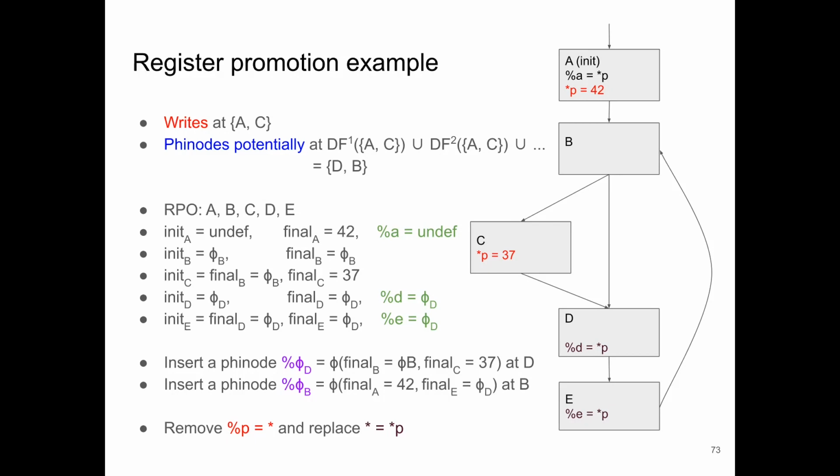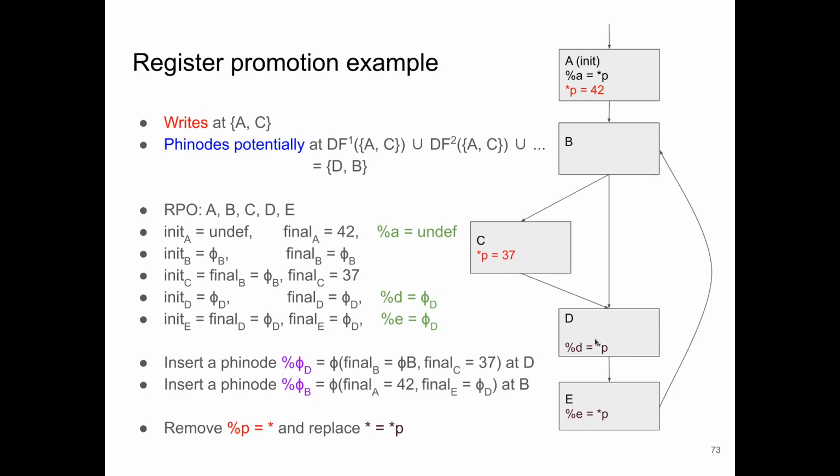And here's an example. Let's say A is the initial block, and here we are going to load from P. Let's say P is a location, and here we are going to store to P. And we are going to jump to another block B. And depending on some value, we are either going to C or going to D.